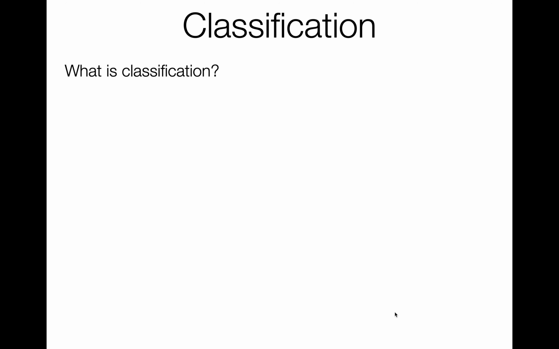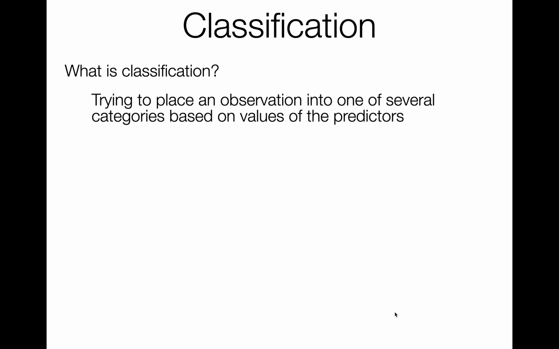All that we've done so far in the class has been regression, which is where we have predictors and we are trying to model the response based on a set of predictors, which is also what we're doing in classification. But for regression, we have a quantitative response. And when we move from a quantitative response to a categorical response, then we move from regression to classification. So classification is trying to place an observation into one of several different categories, or I'll often call them classes, based on values of the predictors.